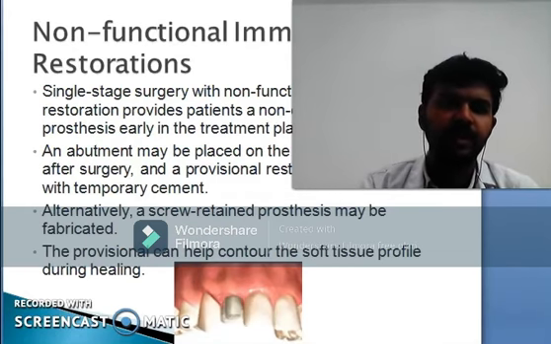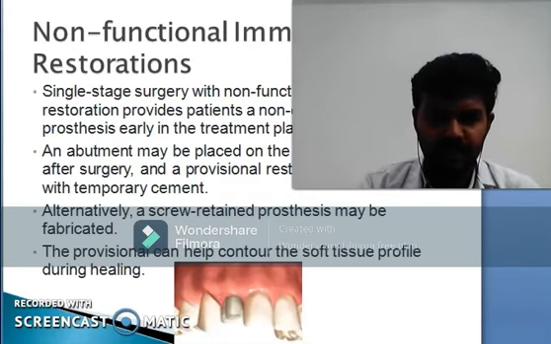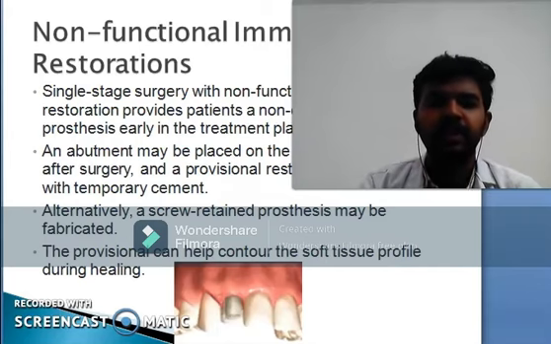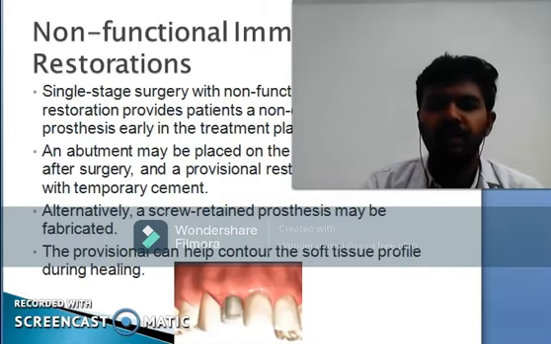Non-functional immediate restoration. The single stage surgery with the non-functional immediate restoration provides the patient's non-occlusal prosthesis early in the treatment plan. An abutment may be placed on the implant at or shortly after the surgery. A provisional restoration is secured with temporary cement. Alternatively, the screw-retained prosthesis may be fabricated. The provisional can help contour the soft tissue profile during healing.